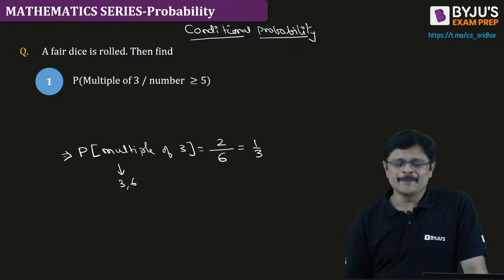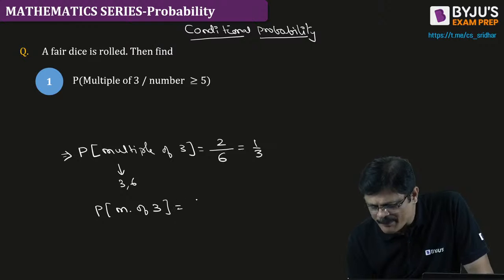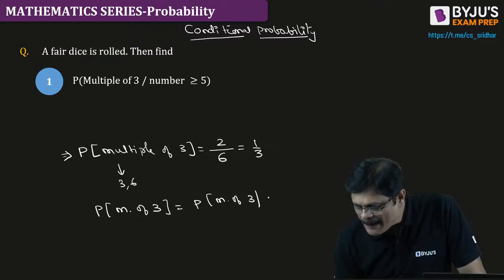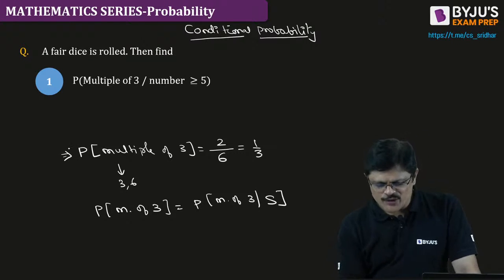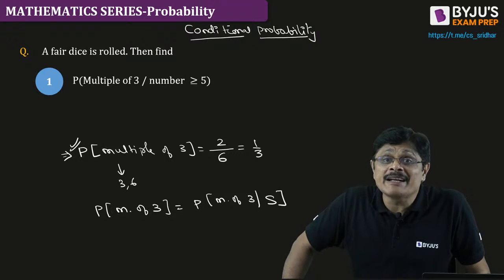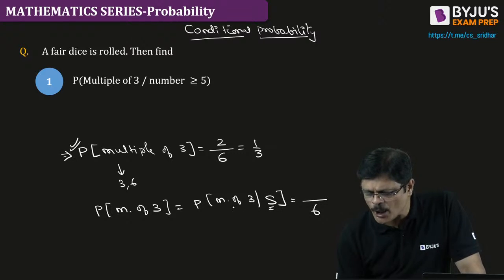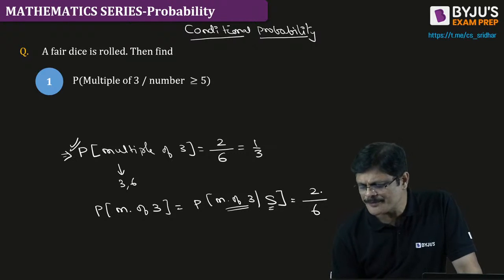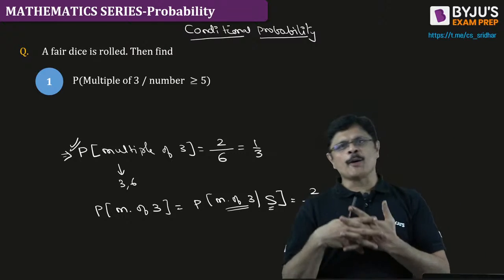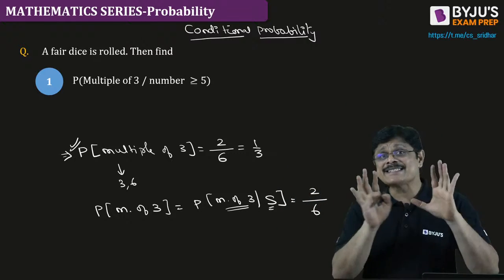Good. But when you say multiple of 3, the meaning is multiple of 3 when the sample space happened. Actually, when we ask the probability of any event, the question is the probability of the event when the sample space has happened. Sample space means 6 outcomes happened. In that, how many are favorable for a multiple of 3? 2 are favorable. This is regular probability. The probability of any event can be written as the probability of the event when the sample space happened.